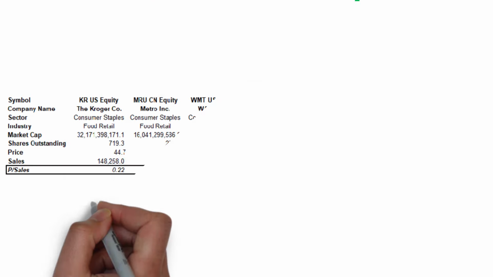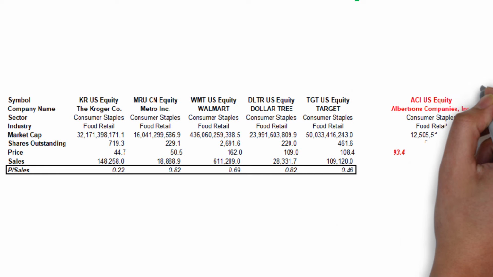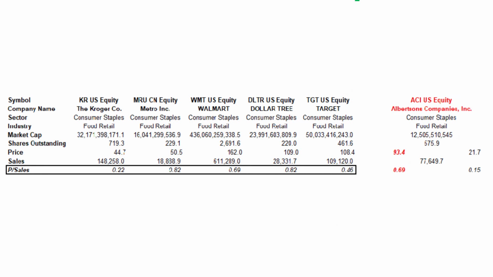So now let's move to an example to better understand how to use this multiple to value a company and how to analyze it. In this example, we are going to perform a relative valuation in order to determine the value of Albertsons stock by using some past data.